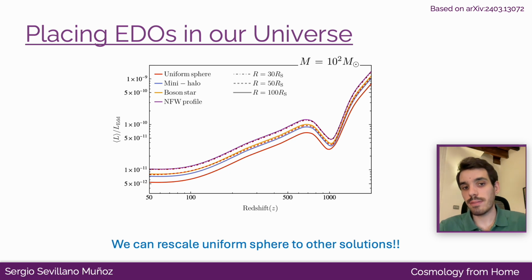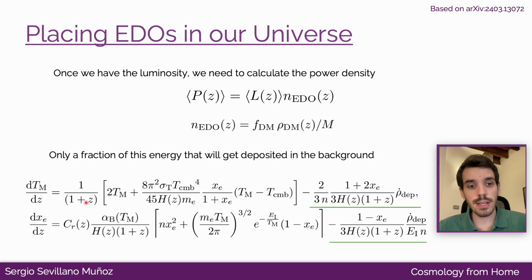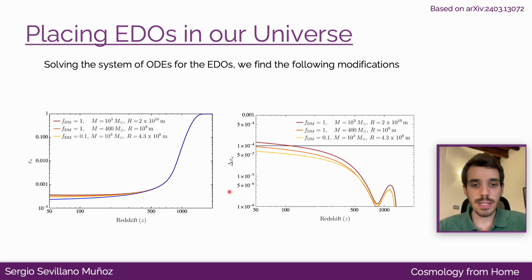Now, if we already have this luminosity, we can calculate the impact that it will have on the background. For that, we calculate in some other way how much of this energy gets deposited into the background. We put it into the equations that I showed you before. I don't know if you remember these equations, but these two new terms have mu, and they are going to be the ones that modify how the whole universe is evolving and how the recombination history is taking place. That creates the following difference.